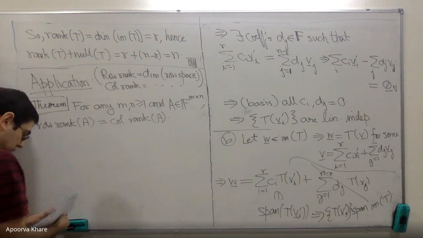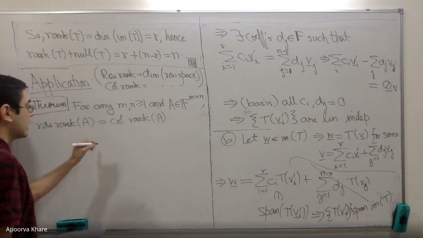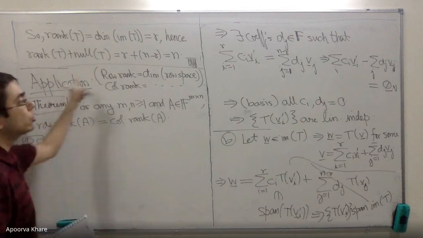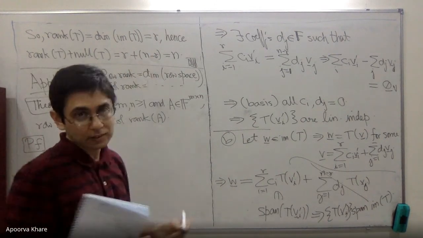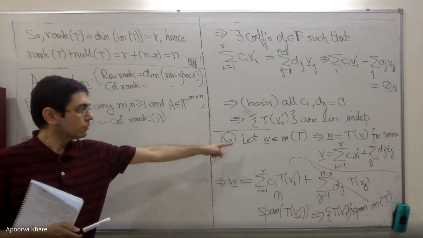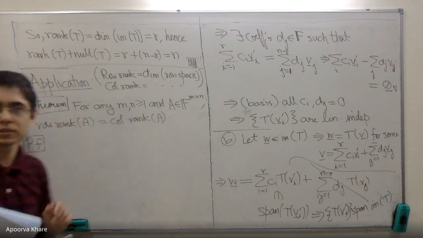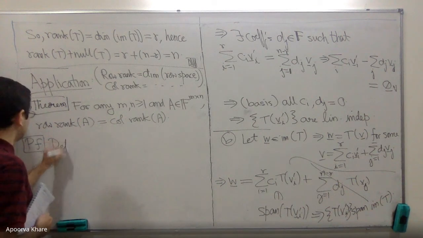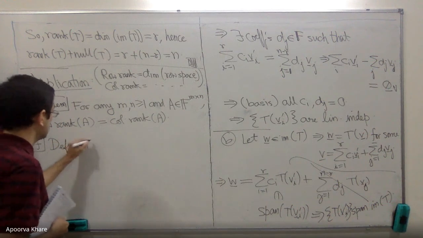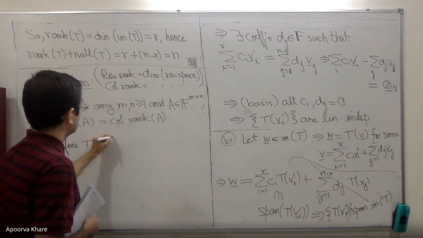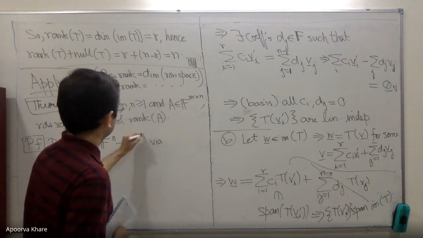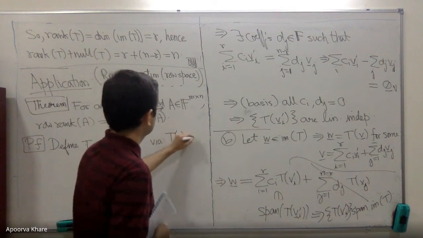Okay, so how do we do this? So since A is m cross n, let's start the proof. I'm going to use the rank nullity theorem result. The rank nullity theorem was for linear transformations. It was not for matrices. So I'm going to first start by defining the linear transformation corresponding to this matrix. So define T, and we have seen already that it is a linear transformation, T from F to the n to F to the m. T of V is just A times V.